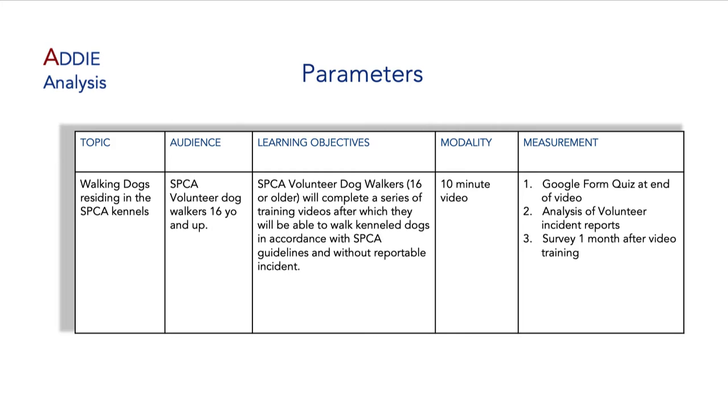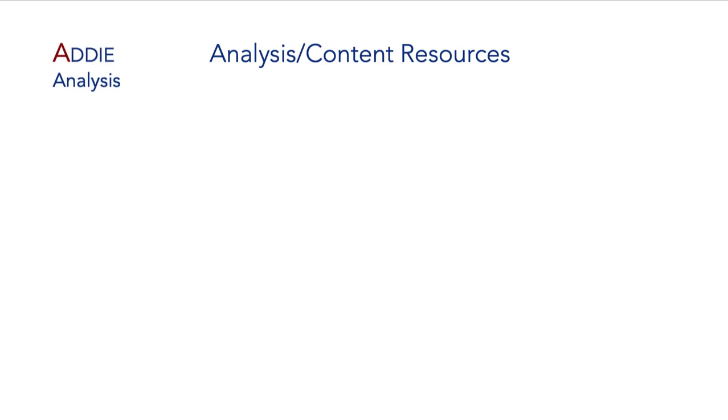The first work product was the chart that established the work parameters. This is that grid that Beth gave to us. The most important part of this is the learning objective. In this case, it was SPCA volunteer dog walkers 16 years and older will complete a series of training videos after which they will be able to walk kenneled dogs in accordance with SPCA guidelines and without reportable incident.